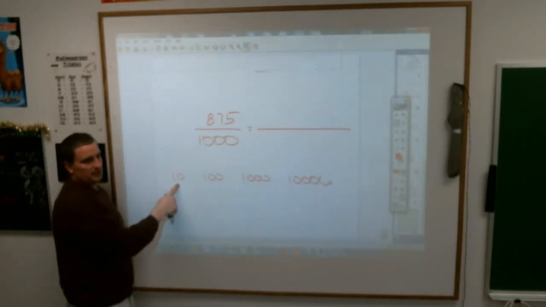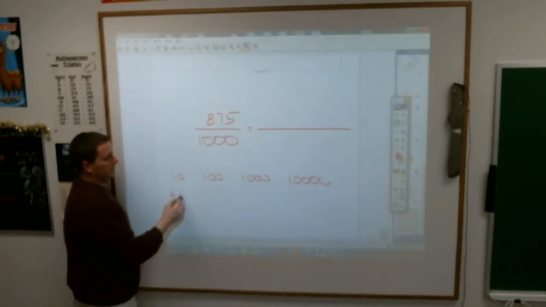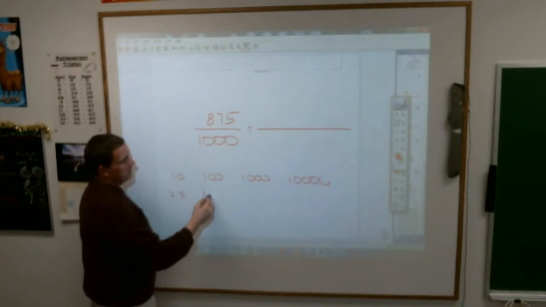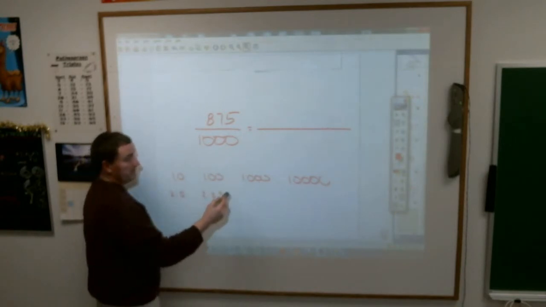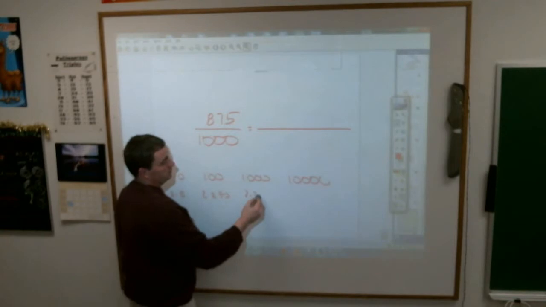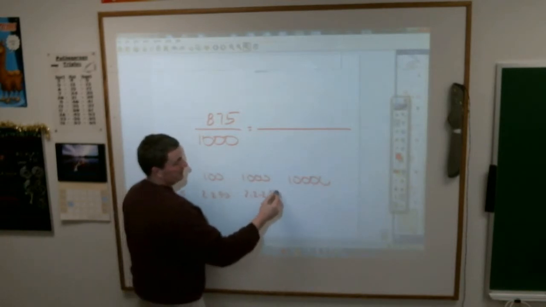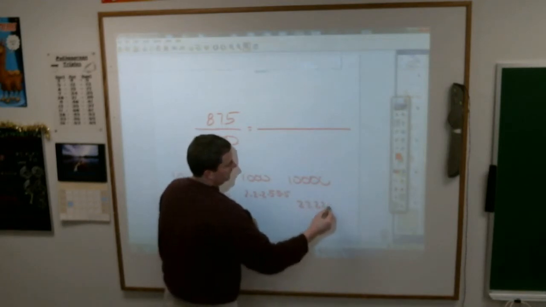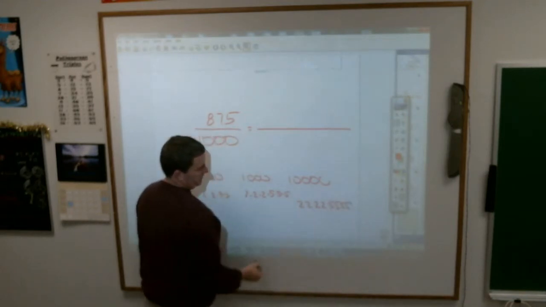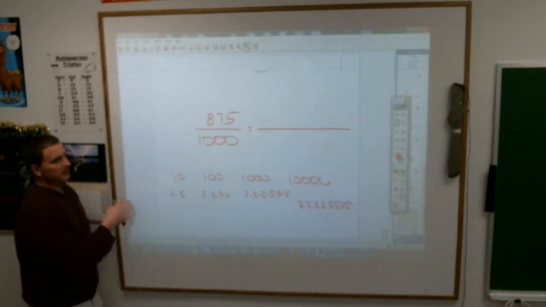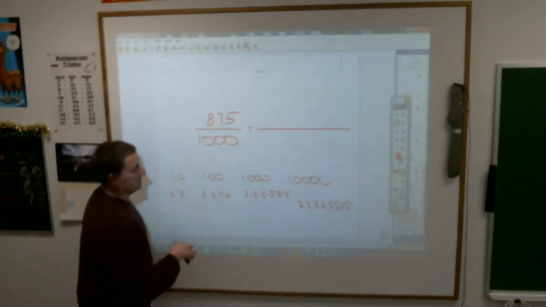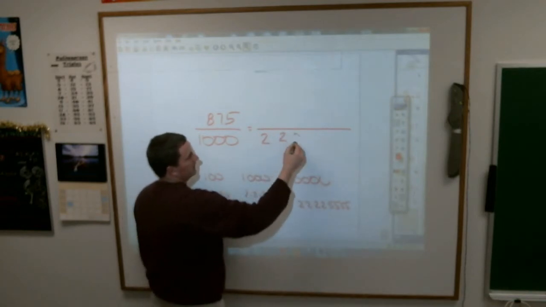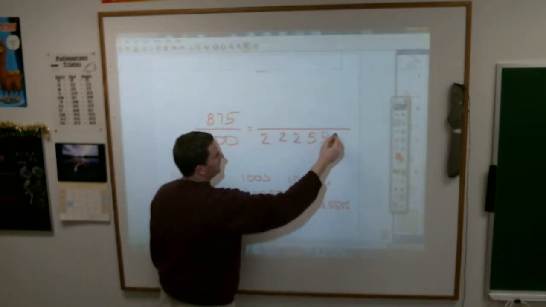Prime factorization of 10 is? 2 times 5. Guess what the prime factorization of 100 is? 2 times 2 times 5 times 5. 1,000? 2 times 2 times 2 times 5 times 5 times 5. 10,000? 2 times 2 times 2 times 2 times 5 times 5 times 5 times 5. Okay. So you don't have to sit. I would think at this point you can probably write some of these down and know them. So 1,000, we've already got the 2 times 2 times 2 times 5 times 5 times 5.